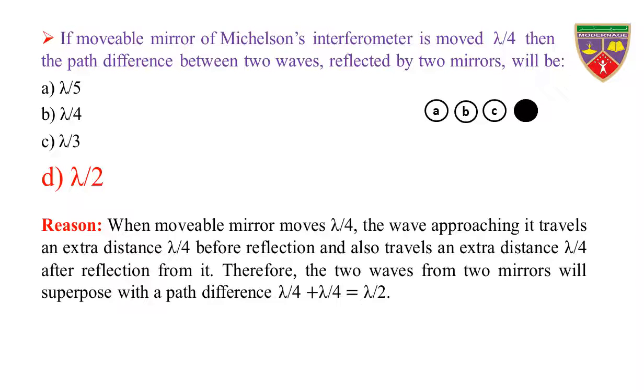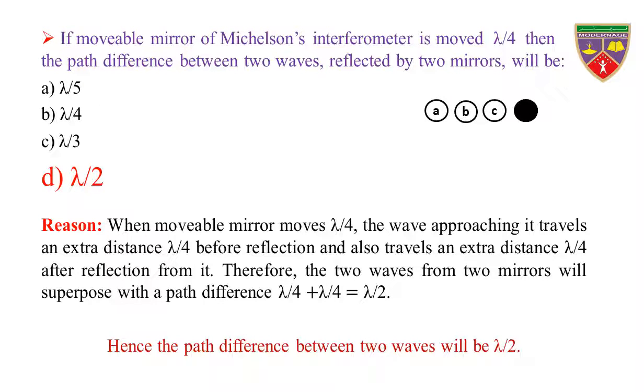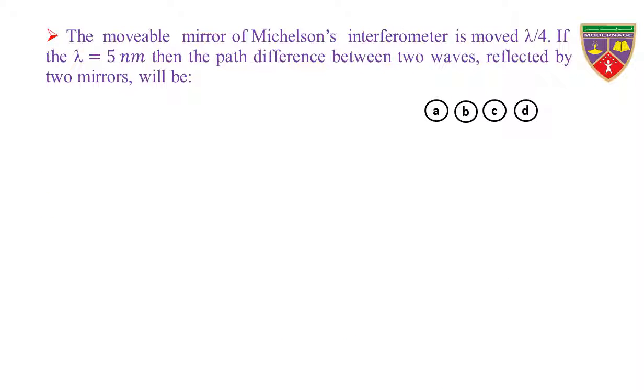Reason. When movable mirror moves lambda by 4, the wave approaching it travels an extra distance lambda by 4 before reflection and also travels an extra distance lambda by 4 after reflection from it. Therefore, the two waves from two mirrors will superpose with a path difference lambda by 4 plus lambda by 4 is equal to lambda by 2. Hence, the path difference between two waves will be lambda by 2.